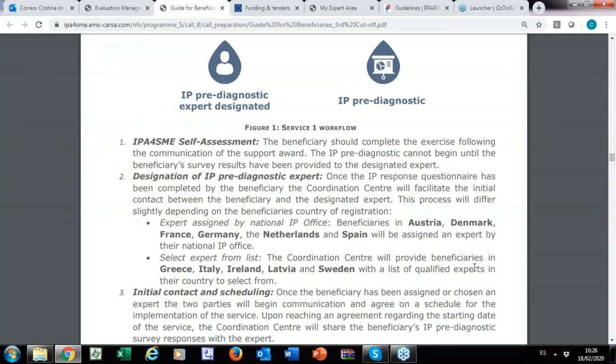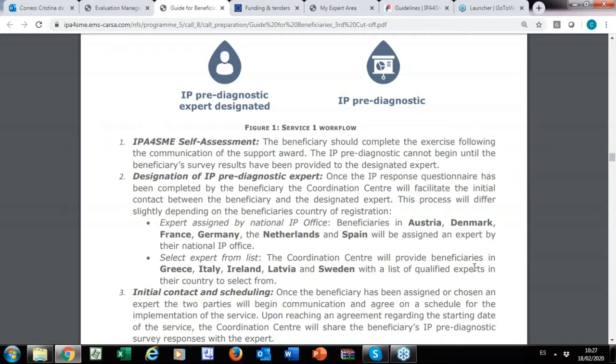So the IP pre-diagnostic will be supported by an expert that will contact you, depending on the country, through the coordination center that we represent or through the IP office. The idea is that as soon as you receive the communication that you have been awarded service one, you will be contacted by us or by the IP office with the assignment of an expert, with a name and all the information about the expert, including a short CV and, in case they represent an organization, the organization that they are representing, so you can also validate the non-conflict of interest with your business or with your activities.